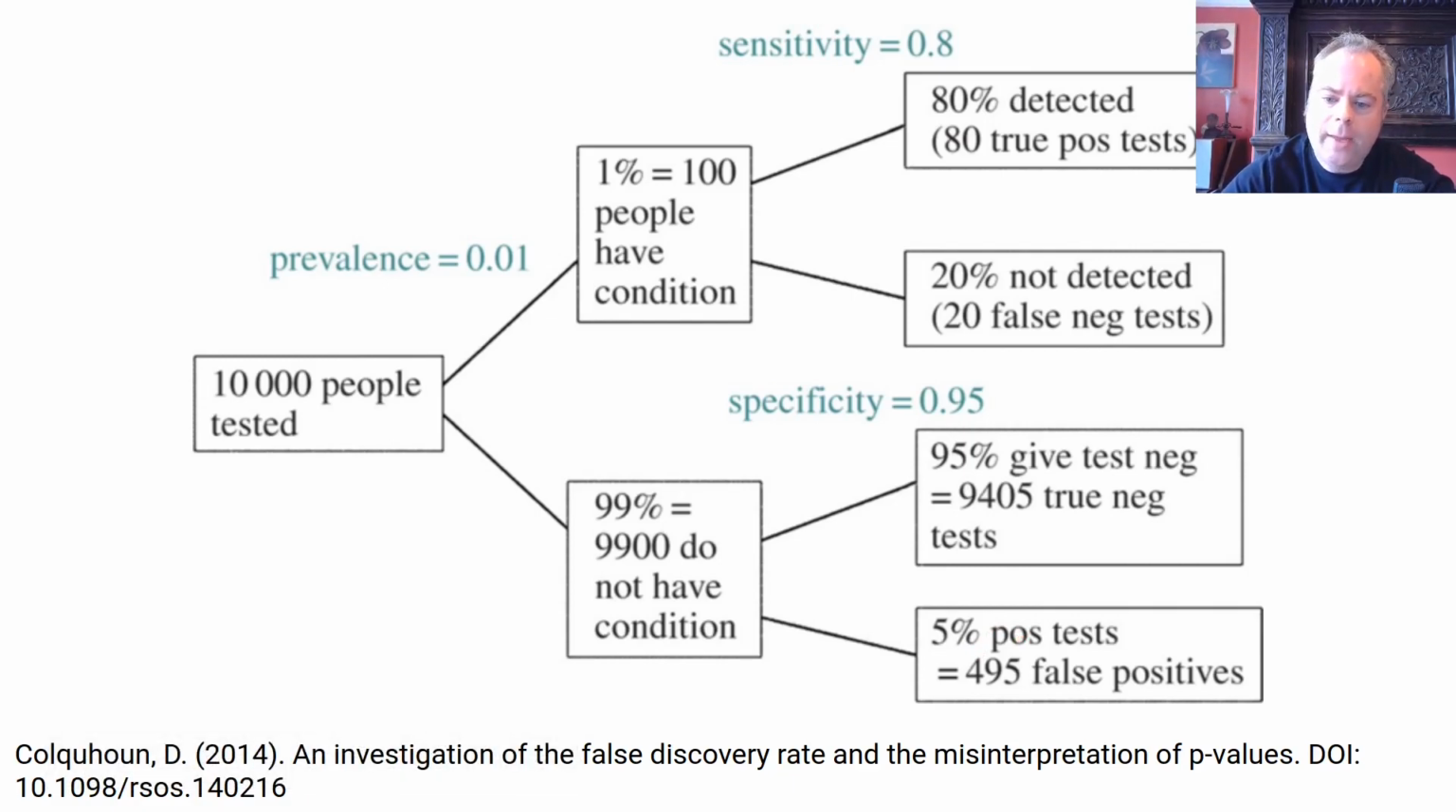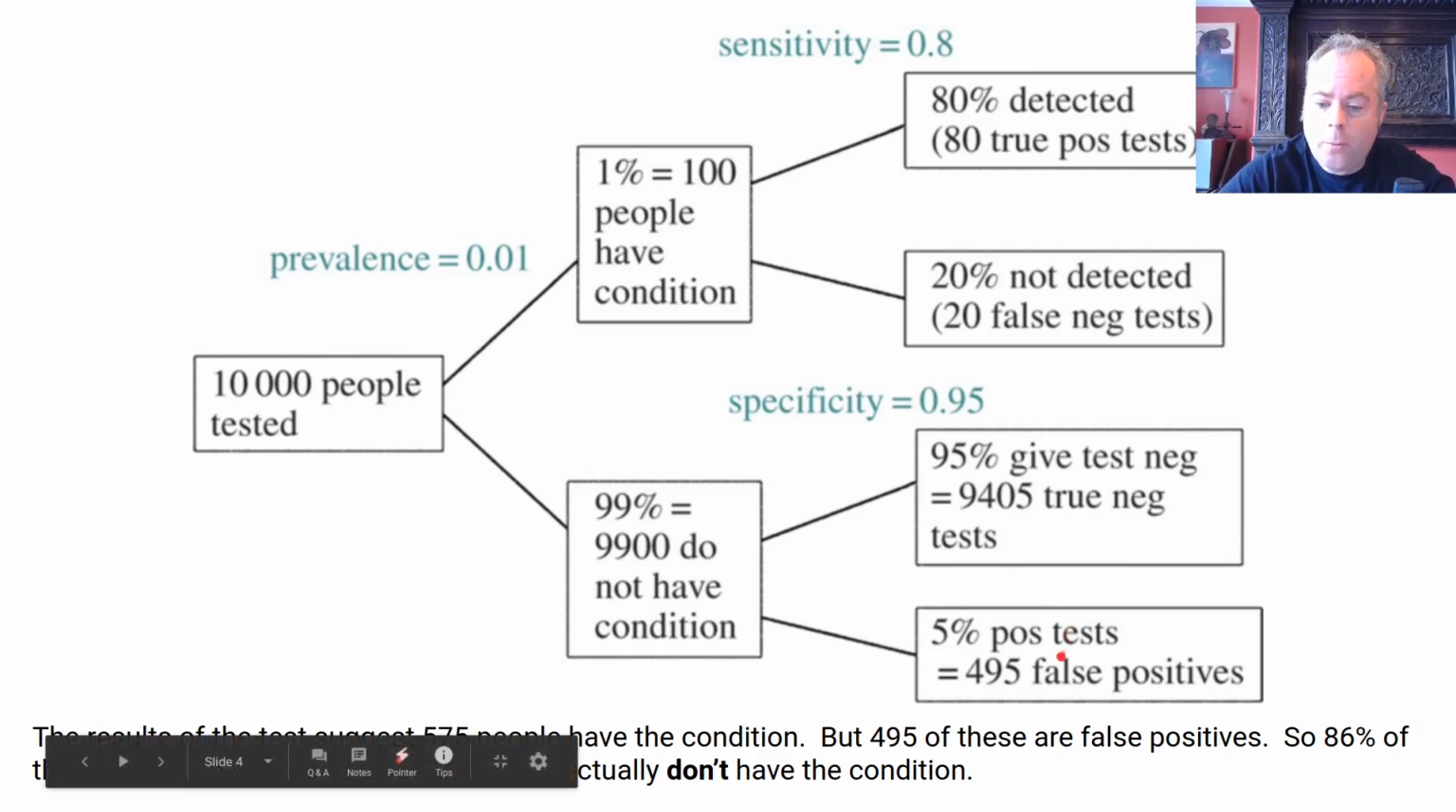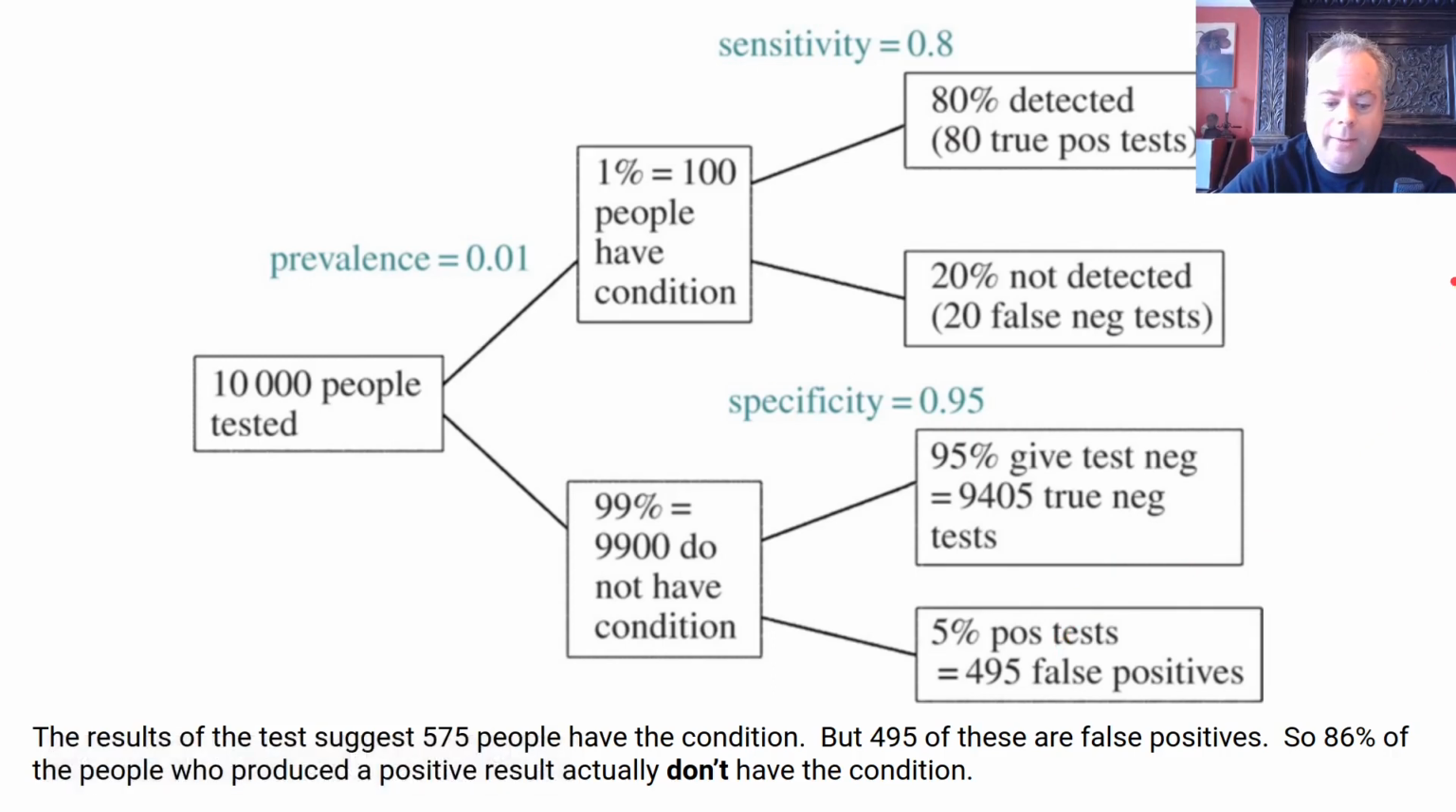So when we add these numbers together, what that means is that of the 575 tests that are positive, 495 of those tests are actually false positives. So the tests suggest that 575 people have the condition, but of those 575 tests, 495 are actually false positives. So what that means is that 86% of the people who produced a positive result actually don't have the medical condition that was tested for.